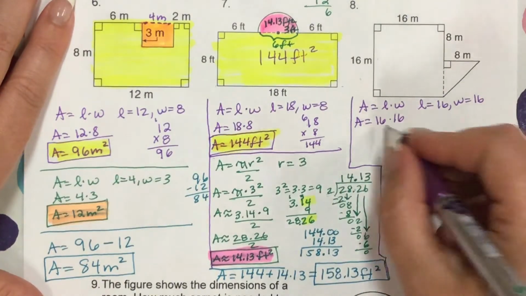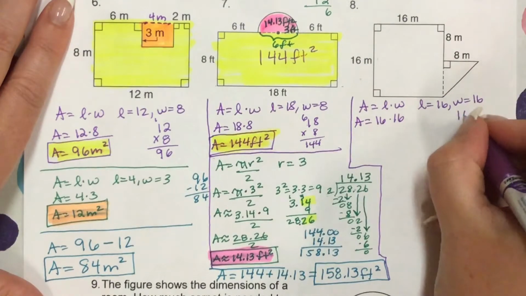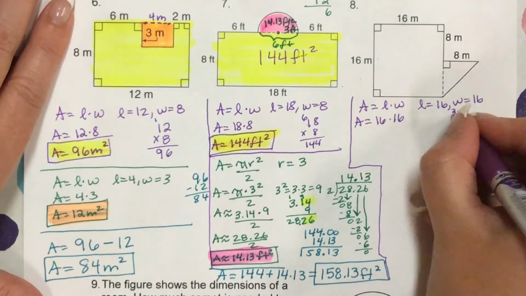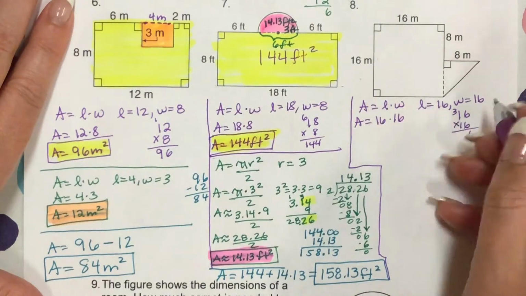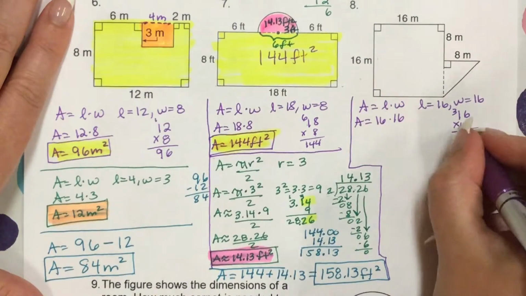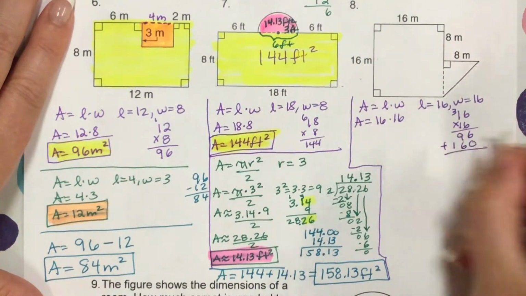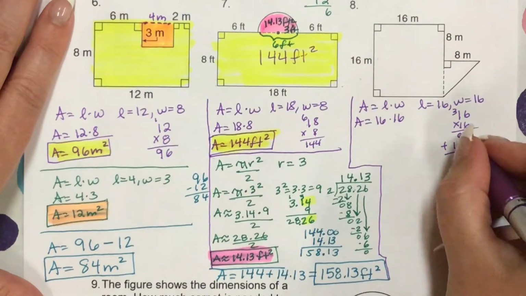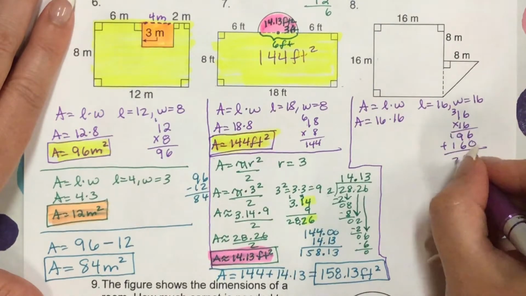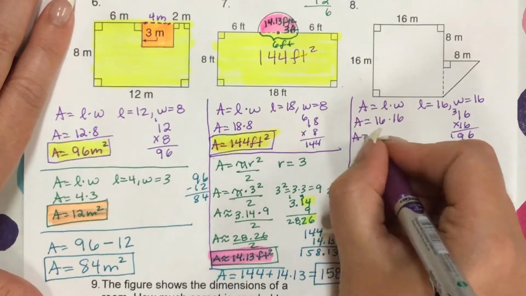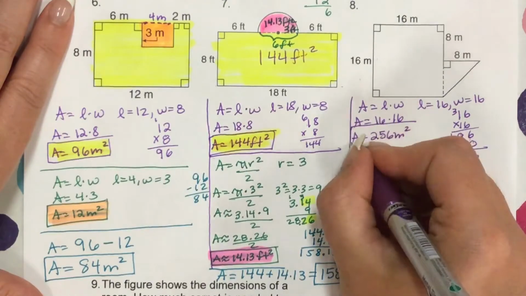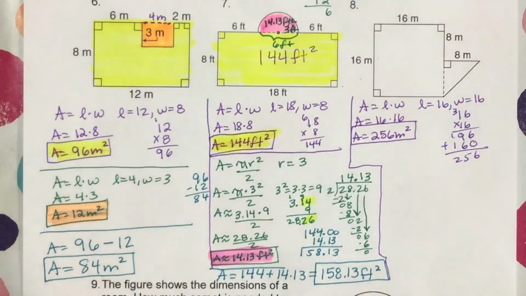I'm not exactly sure what that is off the top of my head, so I'm going to do it over here. 16 times 16. 6 times 6 is 36. Write the 6, carry the 3. 6 times 1 is 6 plus 3 is 9. I'm going to add a 0. 1 times 6 is 6. 1 times 1 is 1. 6 plus 0 is 6. 9 plus 6 is 15. Write the 5, carry the 1. 1 plus 1 is 2. So we end up with 256 meters squared. That is the area of the square.